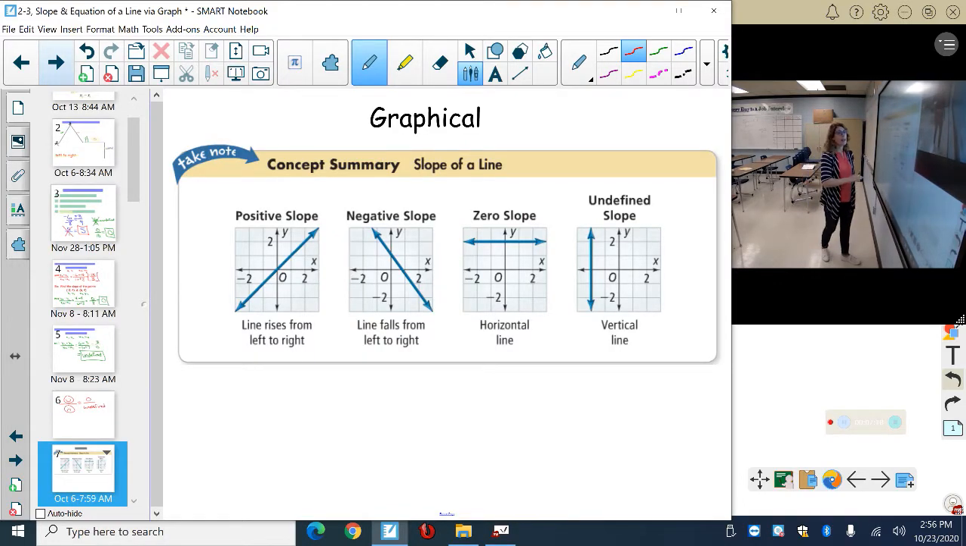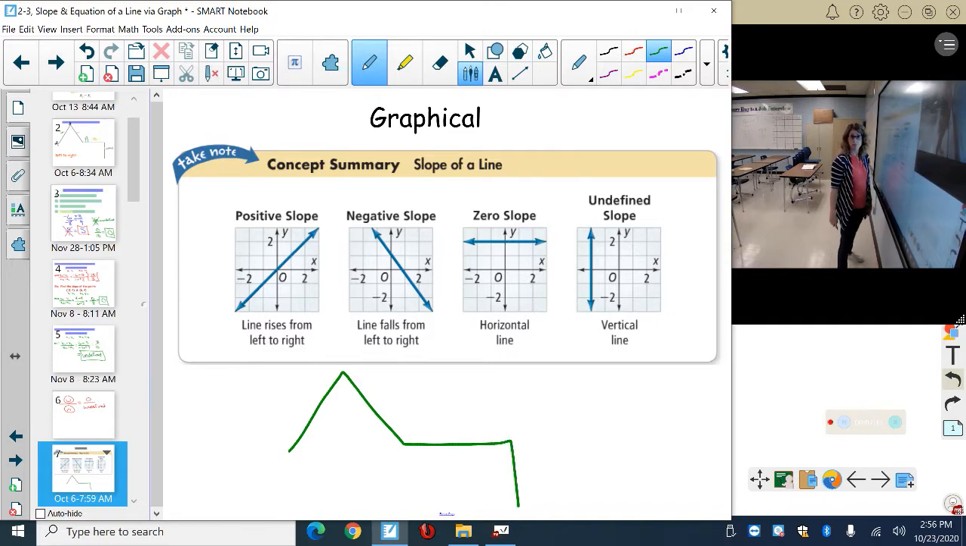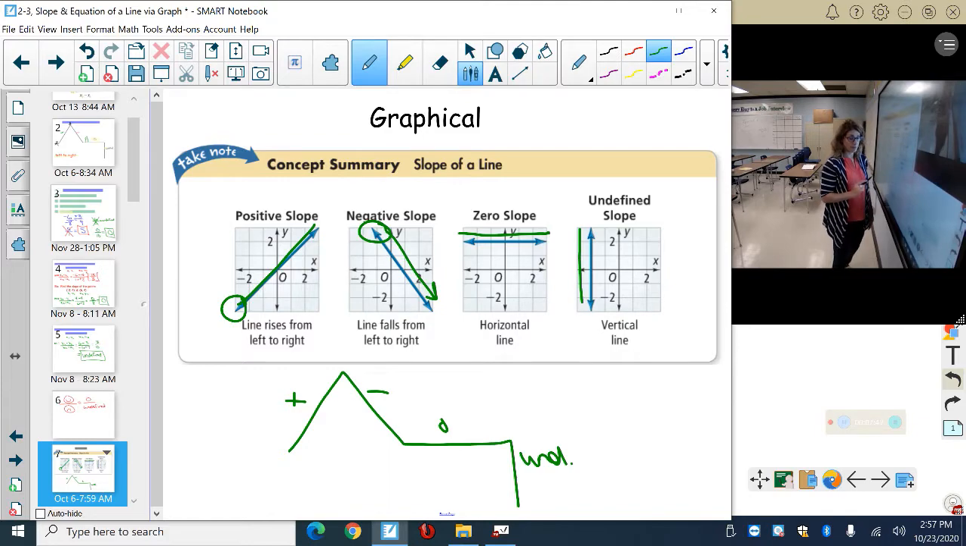Next, graphically. Now, do you see these 4 little lines? All I did with these 4 lines is I made them into one roller coaster ride. Positive, negative, 0, undefined. Okay? In a lot of books, you will see that this is what it looks like. So if you are a positive slope, it rises from the left to the right. If you are a negative slope, from the left, it falls down to the right. We always go from left to right. Horizontal is constant, and vertical is undefined. Okay?